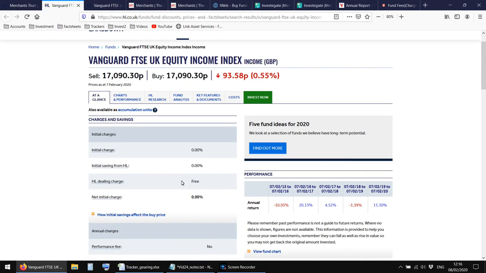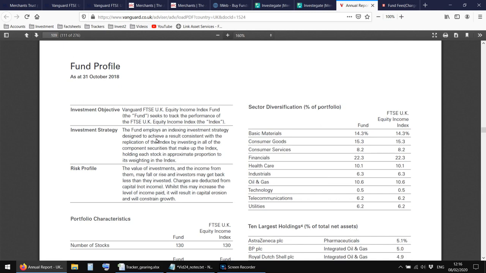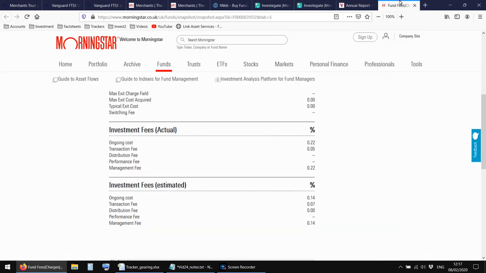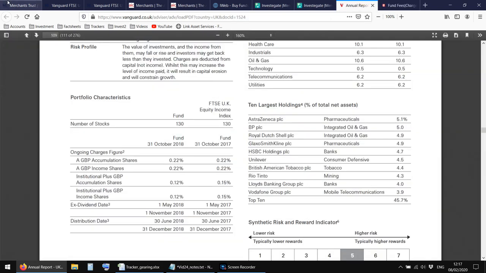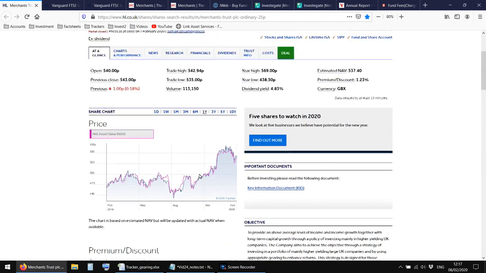So I looked into this, and we go here, it is an index of the higher yielding FTSE companies. And as you can see, well actually this is the annual report from 2018, so there's actually 130 stocks. So it must be the highest yielding 130, I don't know to be honest. But it's an index tracker, so it's not making any investment decisions. And so obviously because it chooses the higher yield ones, it's more comparable to Merchants. So it's obviously a good index, it's a good tracker to compare it to.